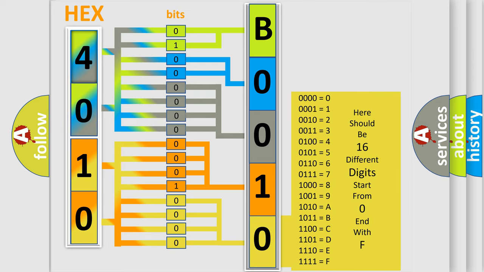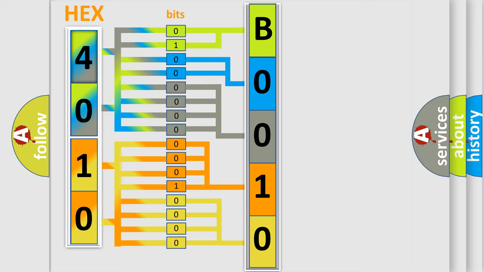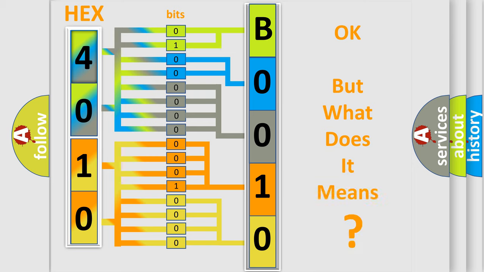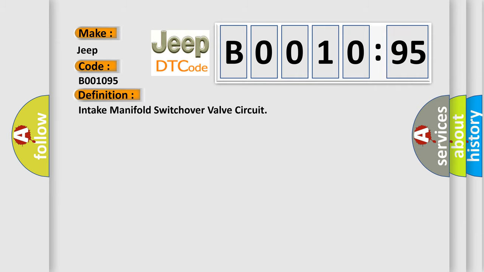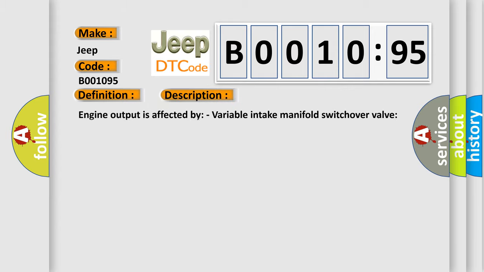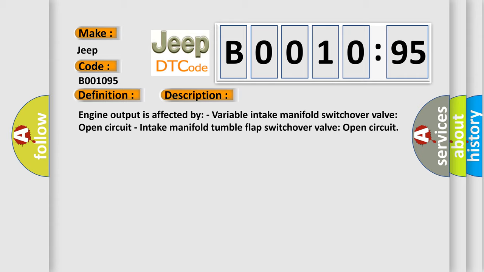We now know in what way the diagnostic tool translates the received information into a more comprehensible format. The number itself does not make sense to us if we cannot assign information to what it actually expresses. So, what does the Diagnostic Trouble Code B0010-95 interpret specifically for Jeep car manufacturers? The basic definition is intake manifold switchover valve circuit. And now this is a short description of this DTC code. Engine output is affected by variable intake manifold switchover valve open circuit, intake manifold tumble flap switchover valve open circuit.